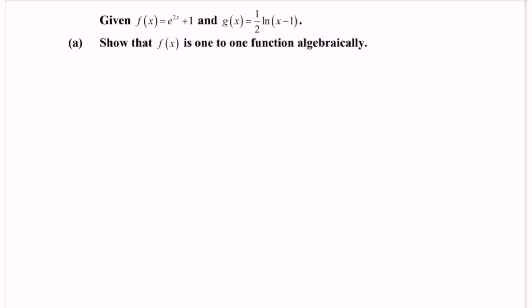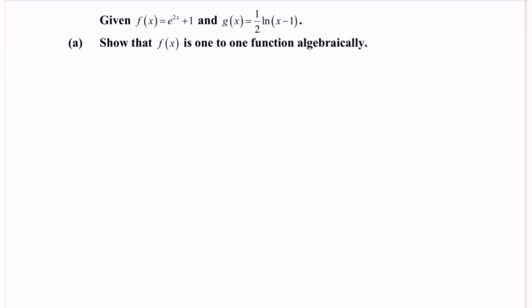In this video, I'm going to discuss the topic function and graph. Given the function f(x) = e^(2x) + 1, followed by g(x) = 1/2 ln(x - 1). Show that the function f(x) is a one-to-one function algebraically.